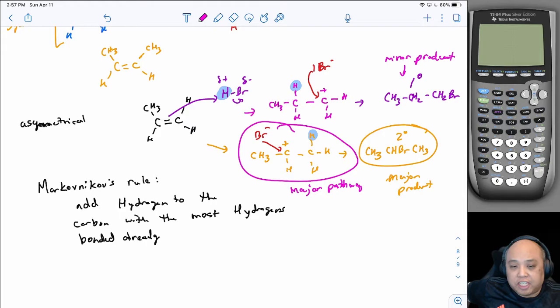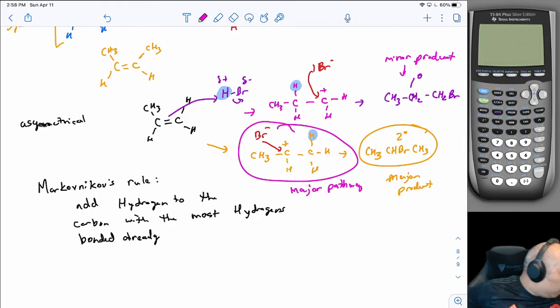Another way to phrase Markovnikov's rule is essentially, whichever one provides a higher degree product is your major product. Because notice, when he says adding hydrogen to the carbon with the most hydrogens, that means he's saying add hydrogens to the lesser degree carbon so that the Br can bond to the greater degree carbon. So you can say it that way as well. You can just say whichever product has the higher degree will be the major product in electrophilic addition.